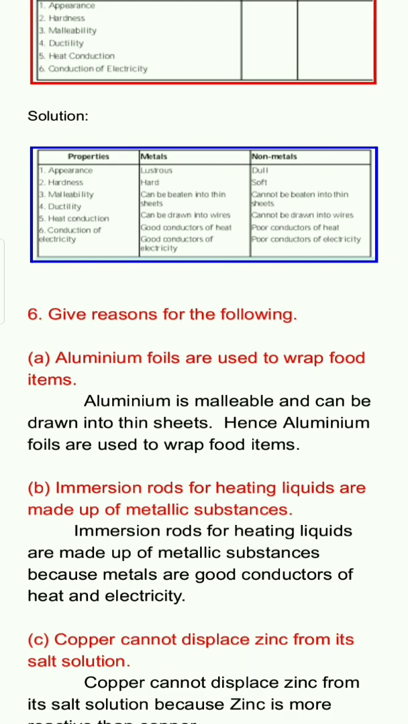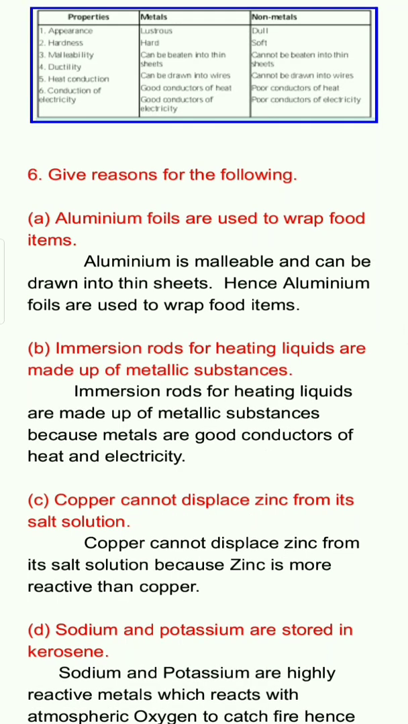A. Aluminum foils are used to wrap food items. Answer. Aluminum is malleable and can be drawn into thin sheets. Hence, aluminum foils are used to wrap food items.